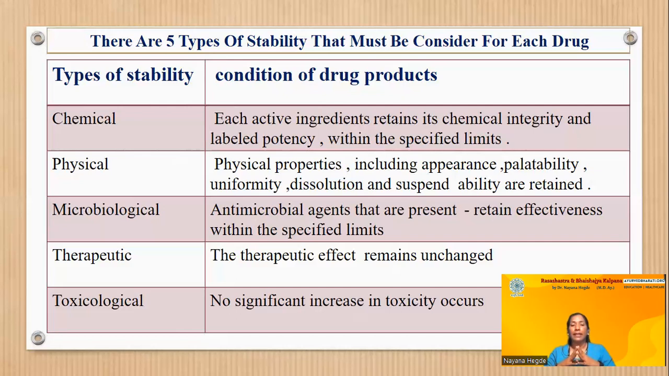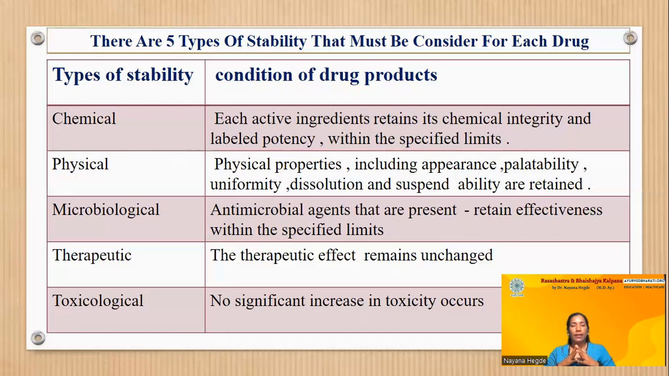नेक्स्ट इज थेरेपेटिक। The therapeutic effect remains unchanged. अगर मेडिसिन स्टेबल है तो जो भी उससे थेरेपेटिक एफिकेसी हम एक्सपेक्ट कर रहे हैं वो उसमें रिटेन होना चाहिए। नेक्स्ट इज टॉक्सिकोलॉजिकal. There should not be any toxicity if the medicine is stable, or there should be no significant increase in the toxicity in that particular formulation. These are the 5 types of stability one should consider for each drug. So this is about the stability in the contemporary science.